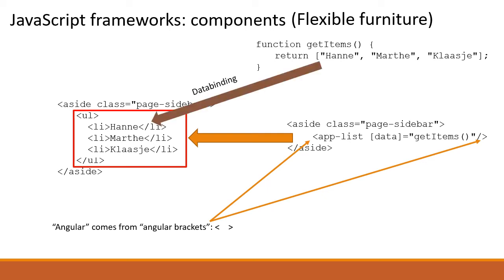The technique we're using here is called data binding. We have data in our JavaScript code, and we're binding this data to the DOM tree. It's even live data binding, because when we change the data in JavaScript, the HTML page will also show this changed data, this new data.